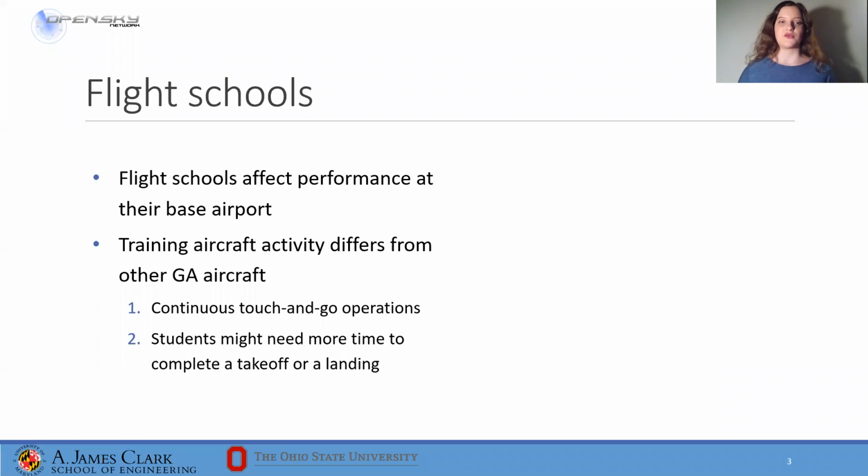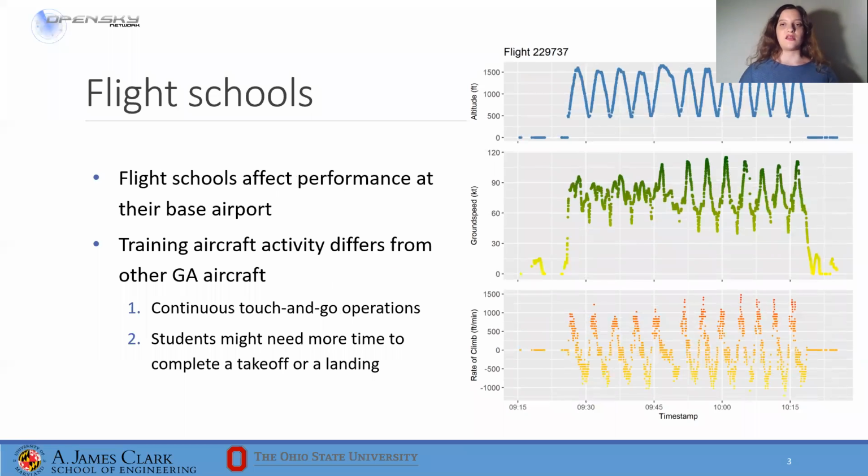But why focus on flight schools? Training aircraft activity differs from other GA aircraft, and therefore flight schools affect largely their base airport. As expected, students will perform numerous touch and goes to practice on takeoffs and landings. As seen in this graph, a single aircraft performed 12 takeoffs and 12 landings in the course of 1 hour. Also, a training pilot might need more time on the runway to complete an operation.